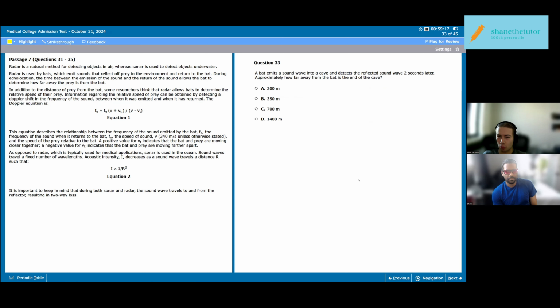I guess over one, because it's coming 2 seconds later. So it takes 1 second to travel there, 1 second bounces off, and 1 second back, right? So 1 second there, bounces off, 1 second back.